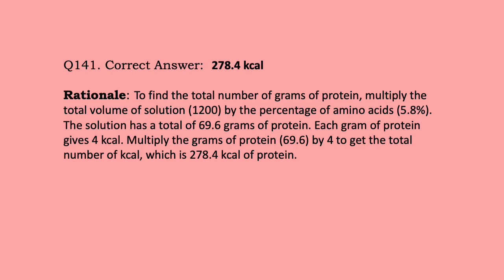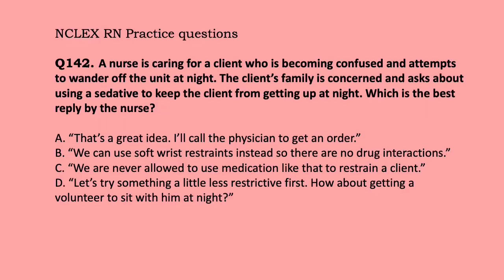Rationale: define the total number of grams of protein. Multiply the total volume of solution, 1,200, by the percentage of amino acids, 5.8%. The solution has a total of 69.6 grams of protein. Each gram of protein gives 4 kilocalories. Multiply the grams of protein, 69.6, by 4 to get the total number of kcal, which is 278.4 kilocalories of protein. NCLEX RN Practice Questions.